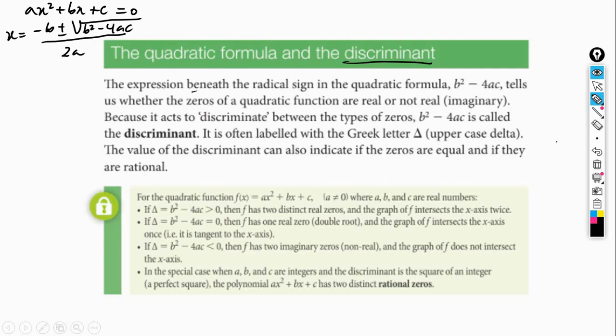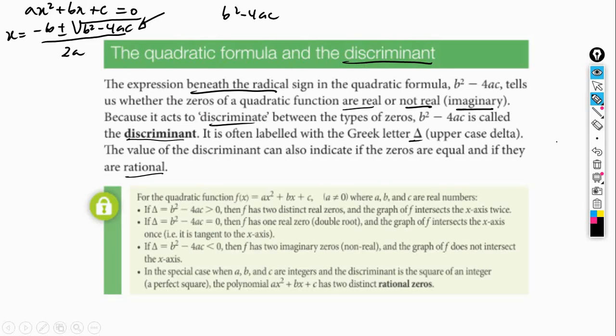The expression beneath the radical, b squared minus 4ac, tells us whether the zeros of a quadratic function are real or not real, also known as imaginary, because it acts to discriminate between the types of zeros. B squared minus 4ac is called the discriminant. It is often labeled with the Greek letter delta, uppercase delta. The value of the discriminant can also indicate if the zeros are equal and if they are rational.